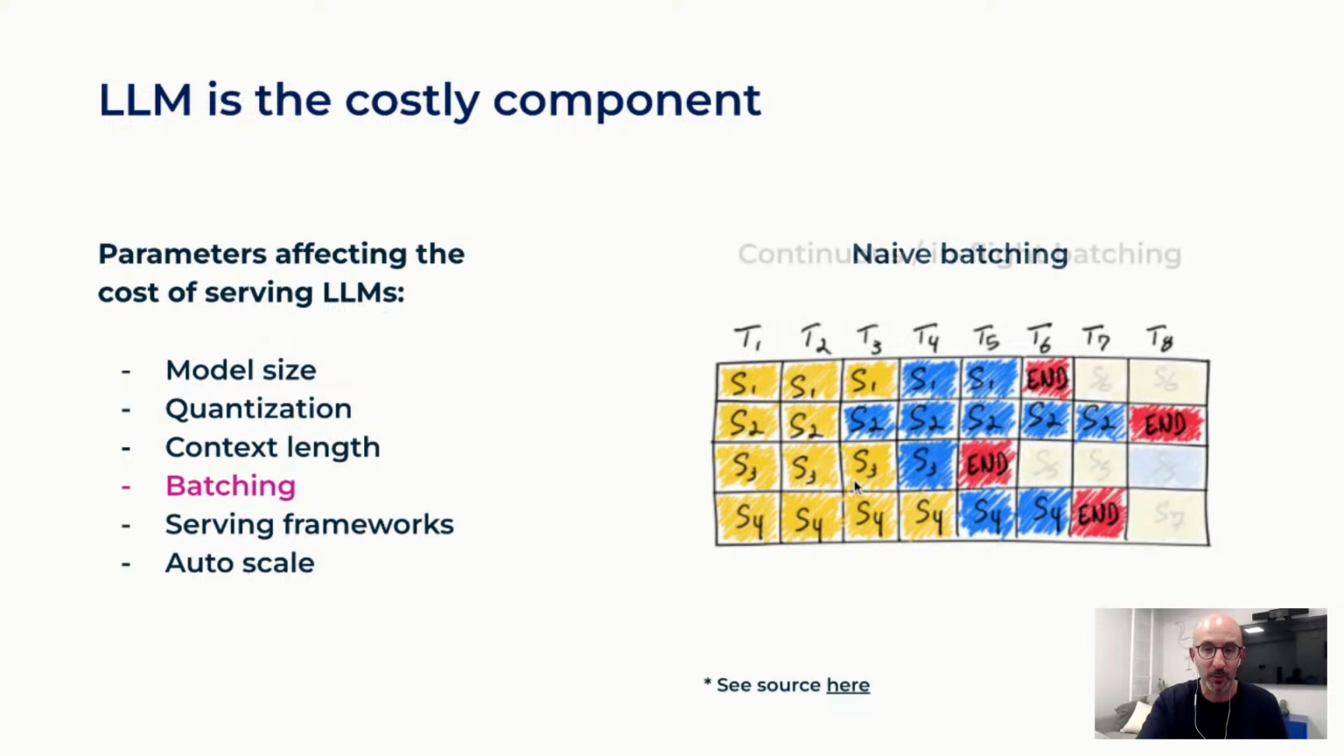So people came up with a new way to do batching. It's called continuous batching or in-flight batching.